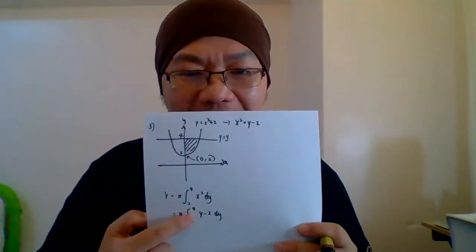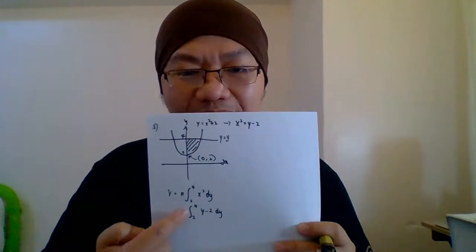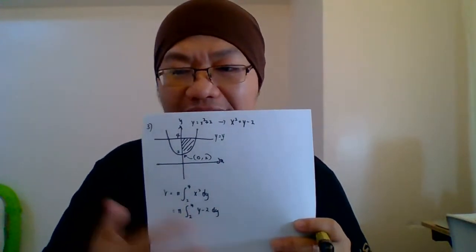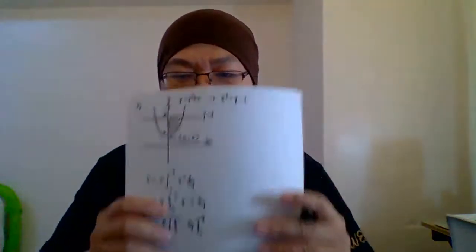Alright, now, from here, we can do the normal integration and put the limit 2 to 4 inside the equation, then get the final answer. Now, tell me, what is the final answer, guys? You're supposed to get y squared over 2 minus 2y, 2 to 4. Okay? This one.